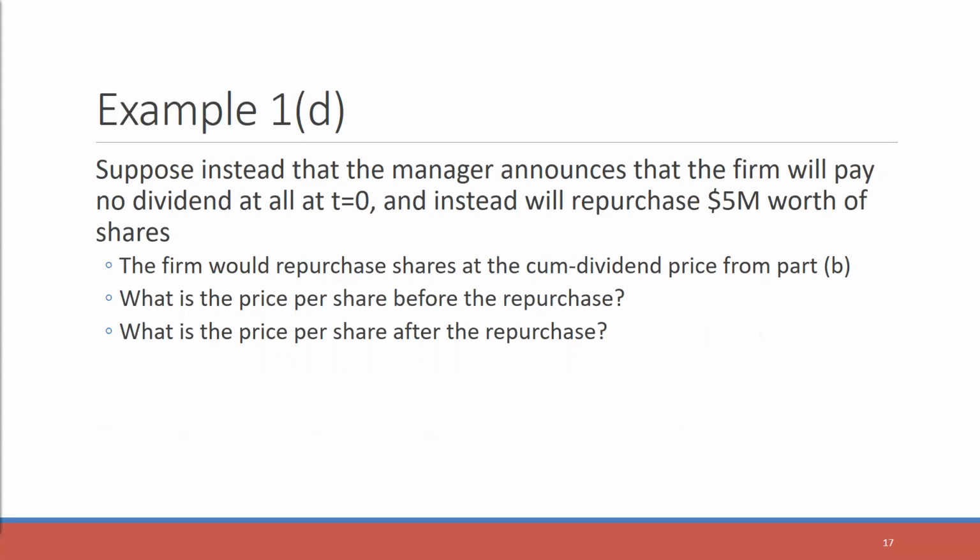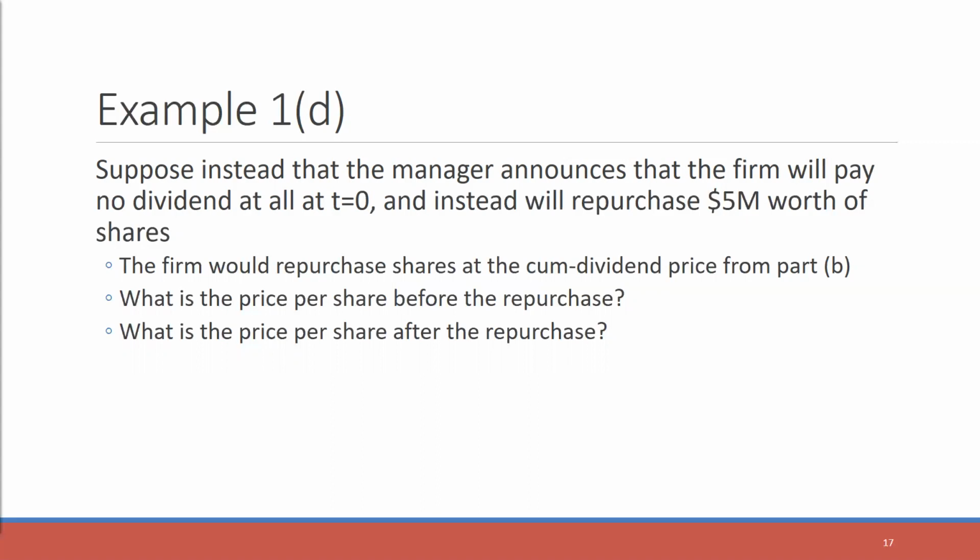Okay, suppose instead that the manager announces that the firm will pay no dividend at all at time t0. Instead, we'll repurchase $5 million worth of shares. The firm would repurchase shares at the cum dividend price from Part B. What is the price per share before the repurchase, and what is the price per share after the repurchase? So let's make sense of this. Suppose instead the manager announces the firm will pay no dividend at all, and instead will repurchase $5 million worth of shares.